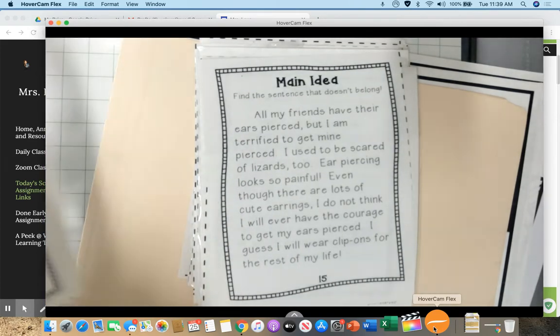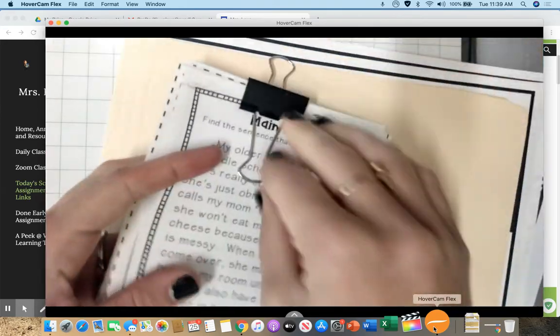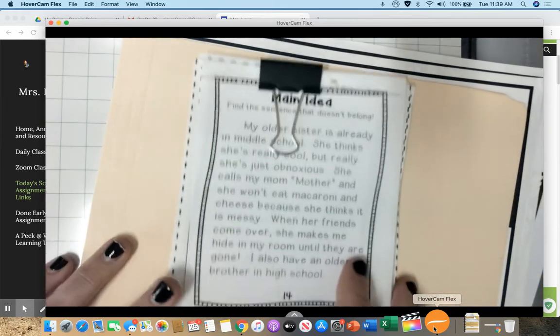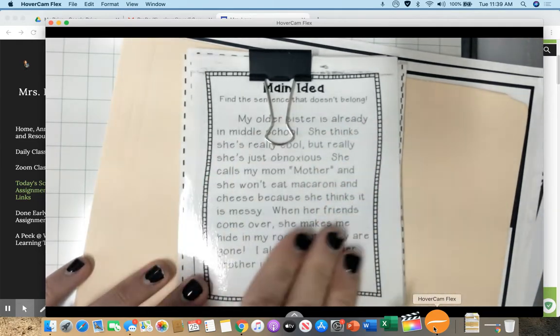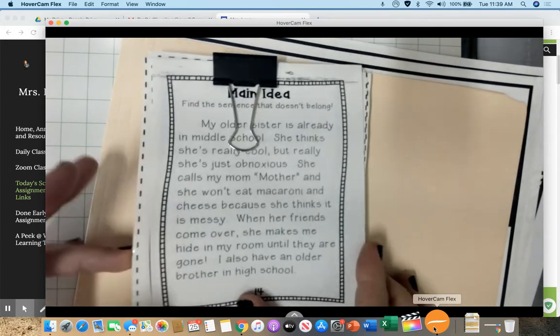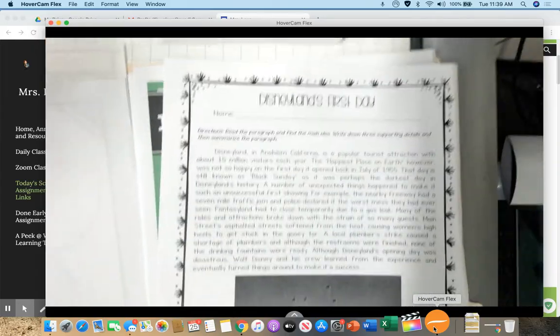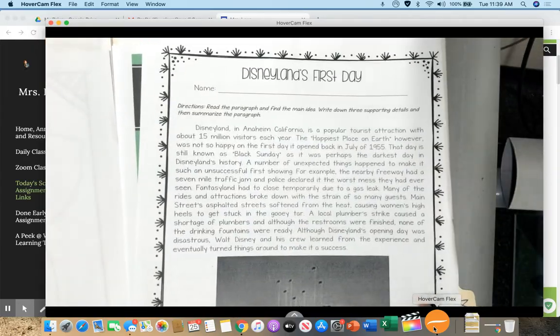All right, you guys, we will do more of these, especially when we get to Zoom during Daily 4 when you're with me, because this is just a great way to practice what main idea is, and to be sure your supporting details relate to the main idea. You don't want a detail in there that has nothing to do with it. Now I'm going to go ahead and read a passage called Disneyland's First Day, and we're going to identify what the main idea is of the passage.